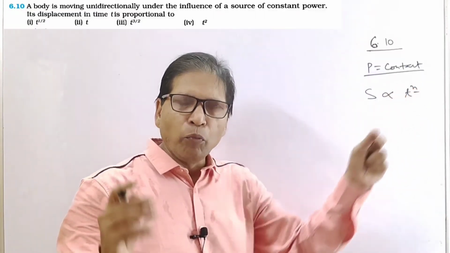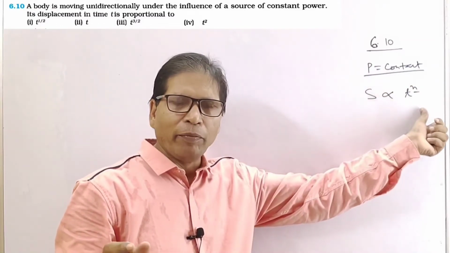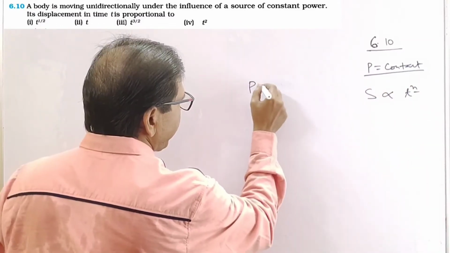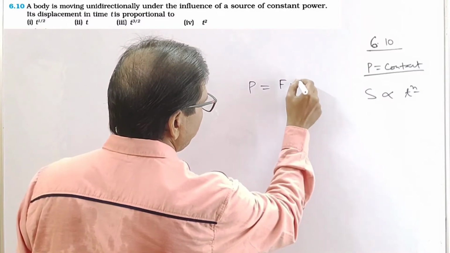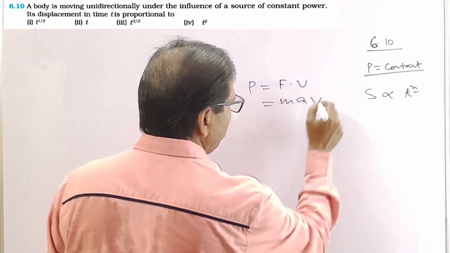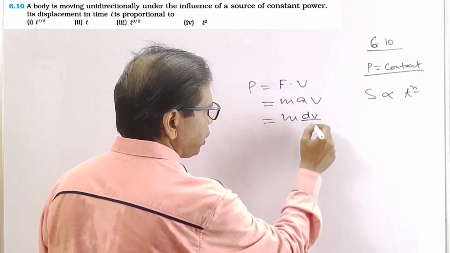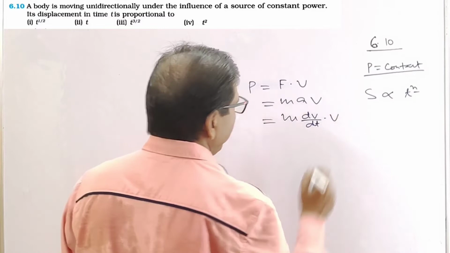Okay. A particle moves with constant power. How does S depend on time? Okay. Power P equals force into velocity. Now force equals mass into acceleration. Now here acceleration is equal to dV by dt, so force is m into dV by dt, into V.